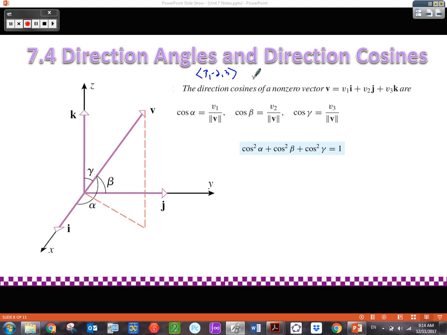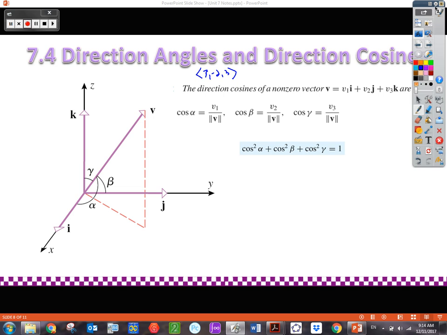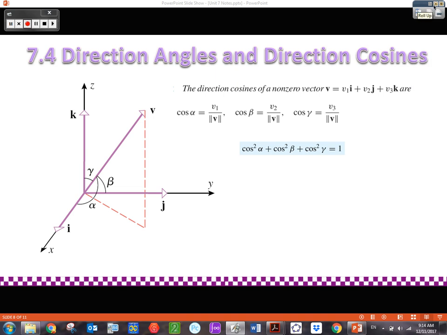Well, there is also a need for a way to describe the location of vectors using angle measures as well. And that's what this lesson is about. How do we describe the location of a vector using angle measures? So there are 3 direction angles. We're going to talk about direction angles first, and we're going to look at this diagram over here first.